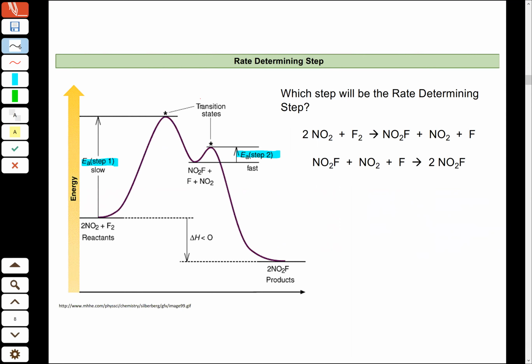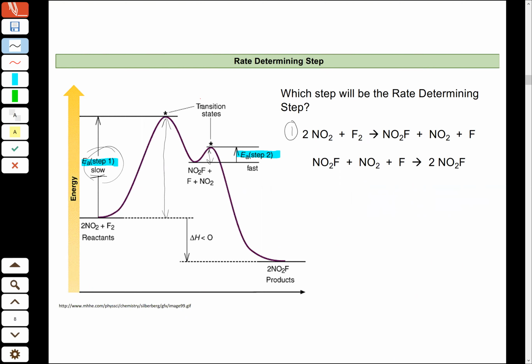Our first step has a rather large barrier in energy to form the transition state compared to our second step. And so it's actually this really large activation energy that prevents more of our collisions from actually forming our transition state compared to the second step. So this large activation energy step will be our slow step. So in this case, our first step is the slow step of the reaction.